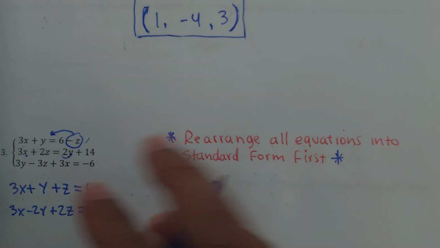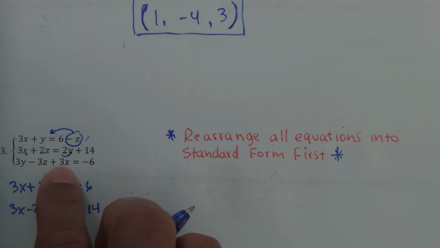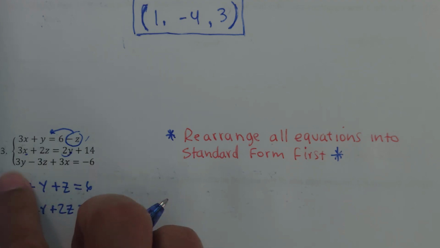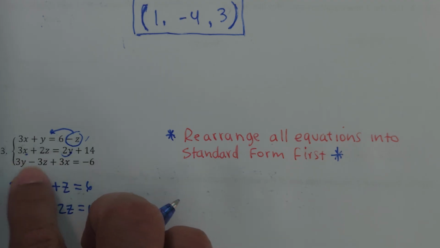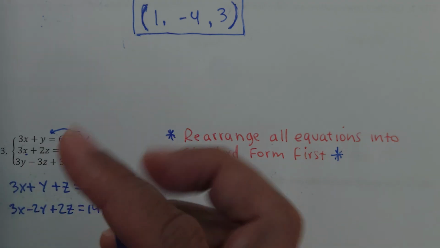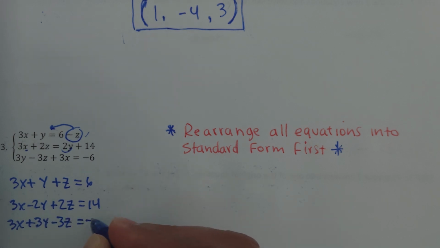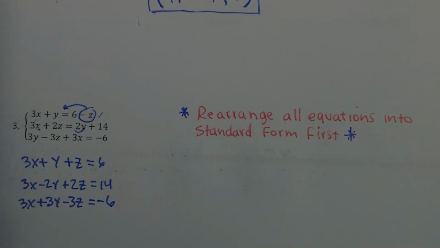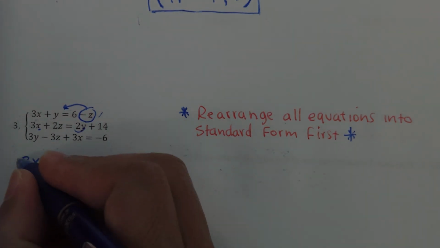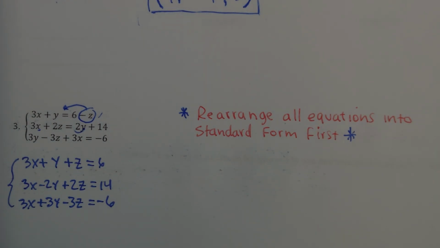And the last equation, I'm just going to rearrange it because x should be first so that it's in standard form, and y should be second and z should be third. Just think of it as them being in alphabetical order. Okay, so 3x plus 3y minus 3z equals negative 6. So now they are rearranged in standard form.